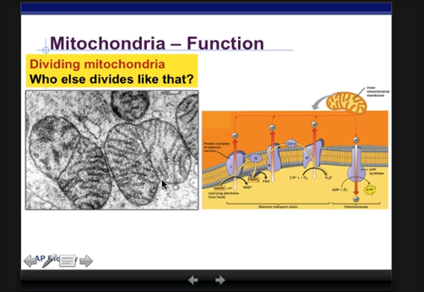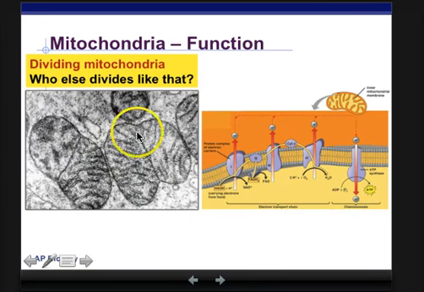Not all. Remember the video that we watched that Kerrigan's group did, that the mature red blood cells do not have any organelles. But most other eukaryotic cells have mitochondria. There may be one very large mitochondrion or hundreds to thousands of individual mitochondria. How many mitochondria there are is correlated with aerobic metabolic activity. So the more activity, the more energy you need, the more mitochondria.